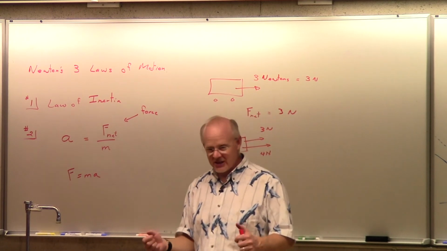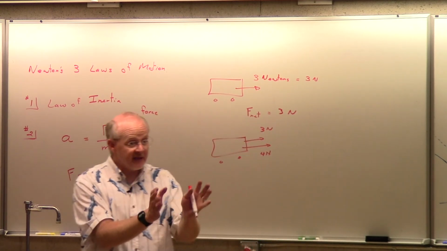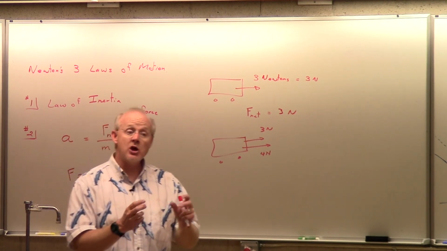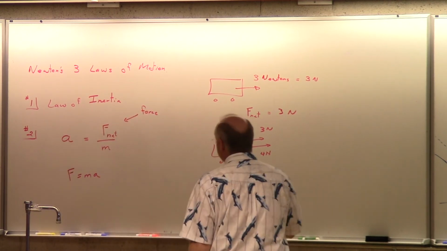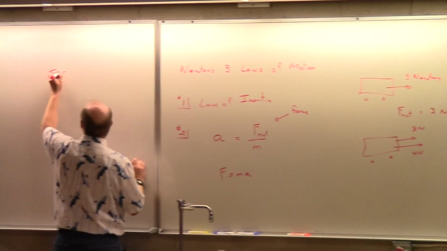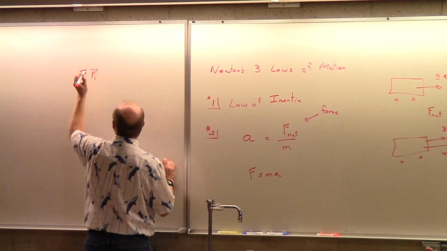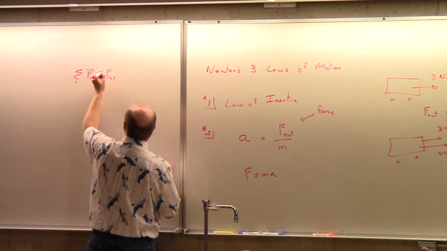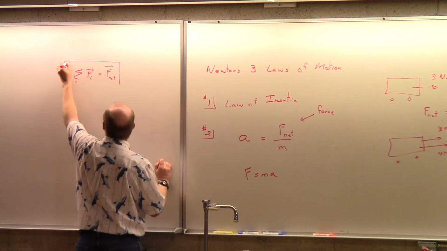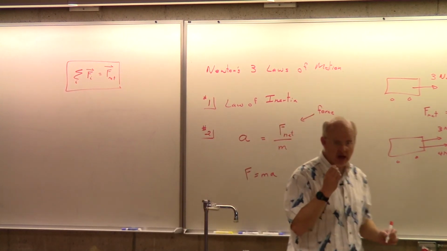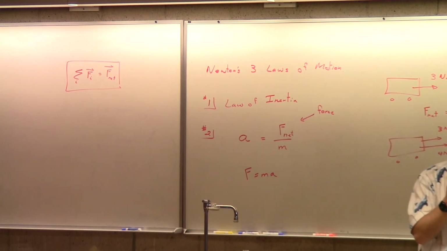You are going to say, well, this would be the equivalent of, and that's what we mean by net force. Net force is the equivalent of it. Net force is the sum, the combination of all the forces added together. Now that is some new notation that you have not seen. Does that mean anything to you? What does that mean?